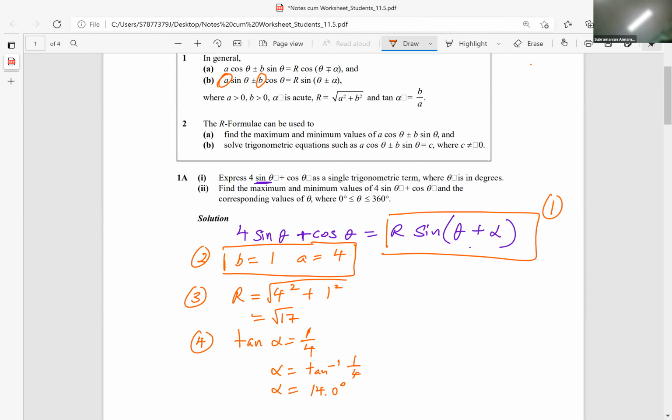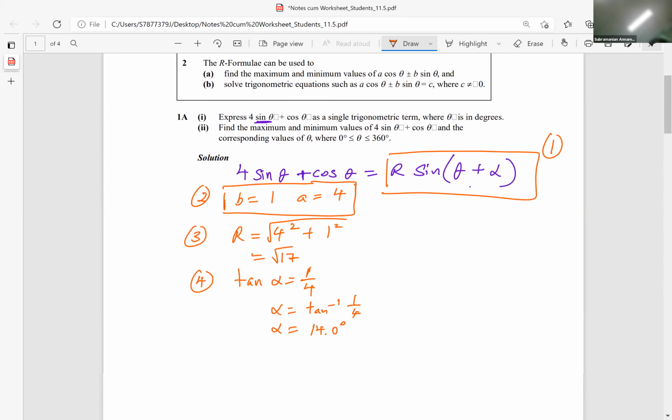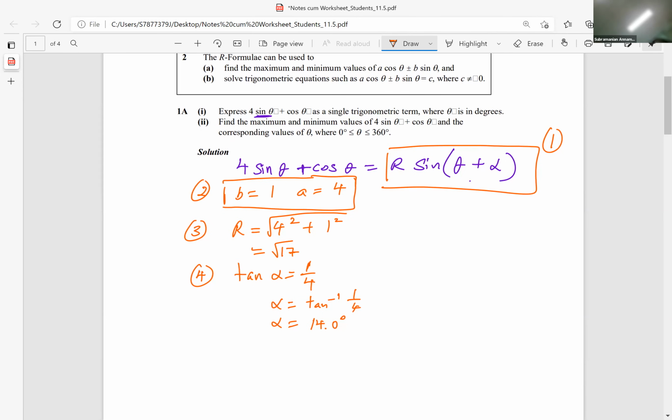14.0 degrees because it's one decimal place. And that's it. We are almost done.